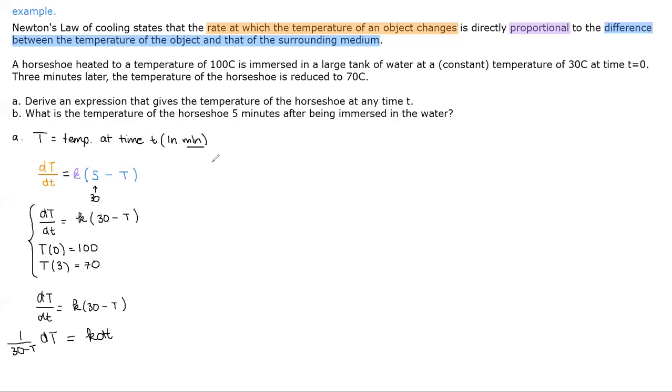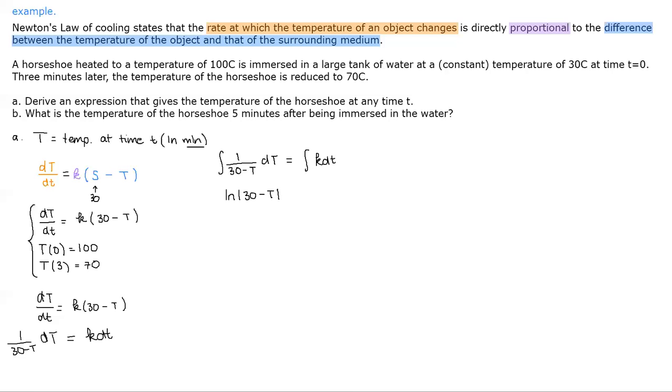Which means that to find the value of T, I'm going to have to evaluate the integral of 1 over 30 minus T dT, and that is going to be equal to the integral of k times d lowercase t. Okay, so on the left-hand side, I have 1 over some function, which is just a linear function. So I'm going to go right ahead and conclude that the antiderivative of that is going to be ln of 30 minus T.